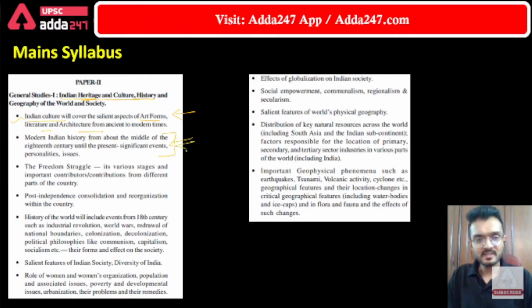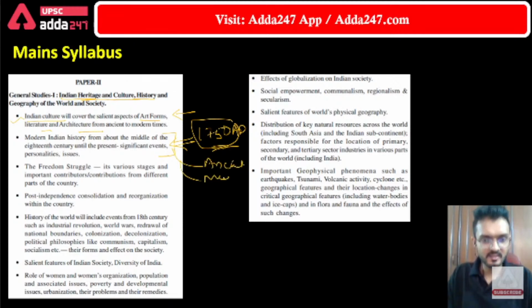Though the UPSC has written that the syllabus of history starts from the middle of the 18th century, that is from 1750 AD onwards, by analyzing the previous year papers we can say that UPSC also asked questions from ancient history and medieval history. So again, the whole of history is included in the mains exam.